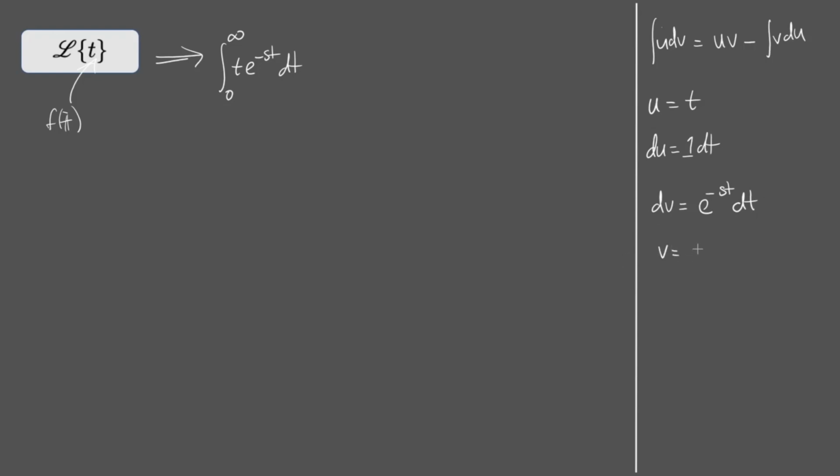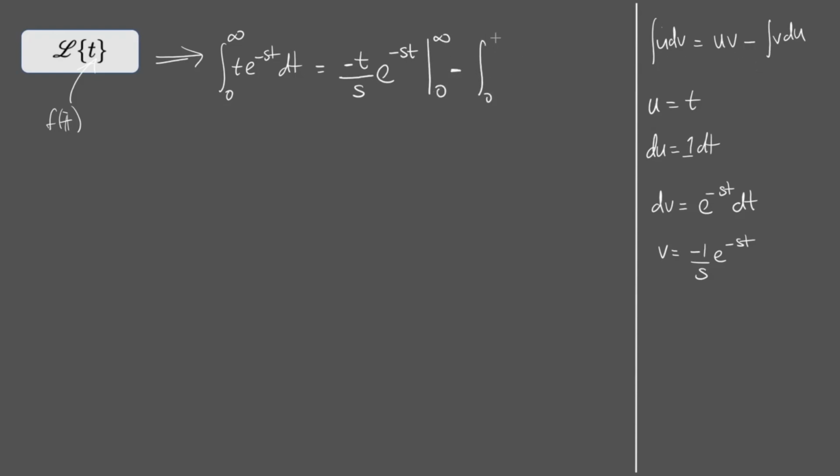v is going to be the integral of that, and we've done e to the negative st before. It's negative 1 over s e to the minus st. Let's substitute. That's going to be uv, u times v, so negative t over s e to the minus st. We're still going to take the limits of this from infinity to 0. Then subtract the integral of v du.